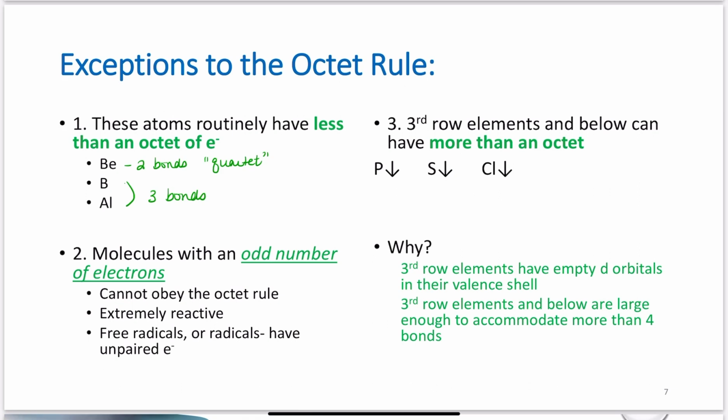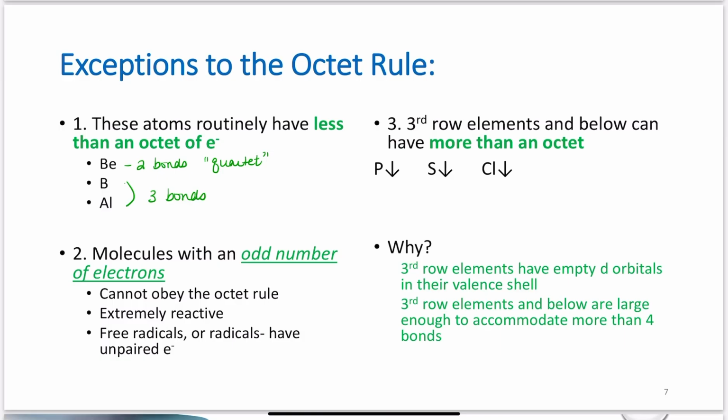Molecules with an odd number of electrons literally cannot obey the octet rule. It's not possible. They are extremely reactive. They're called free radicals. They're extremely reactive because they have that unpaired electron. They want to not have it. They want to pair up with something. They want to keep reacting to counteract that effect. So they will have unpaired electrons. We will not deal with that in this class directly, unless we're talking about it in a specific situation, but you won't be drawing the Lewis structure of it.